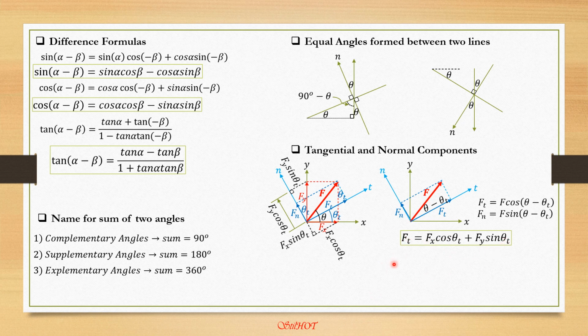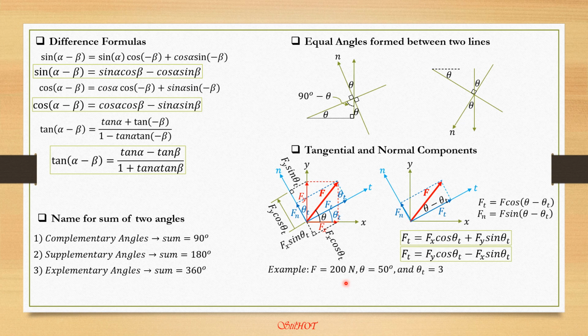For the normal component of the force, this component of Fy is in the positive normal direction, while this component of Fx is in the negative normal direction. Therefore, Fn is Fy cosine theta t minus Fx sine theta t. So that's it. Then to demonstrate, let's have this example.